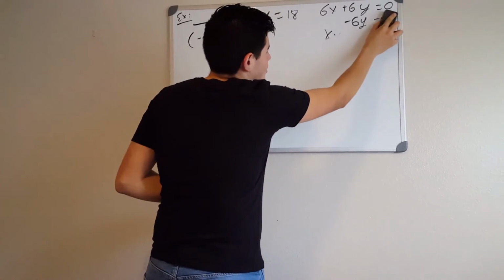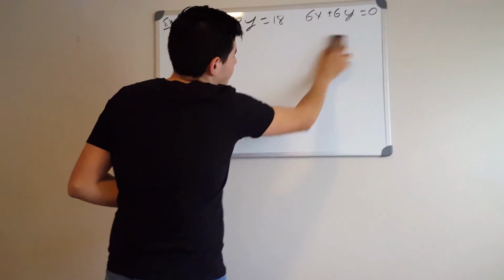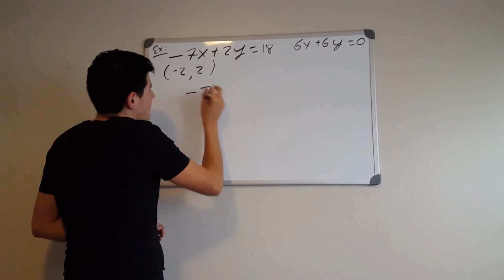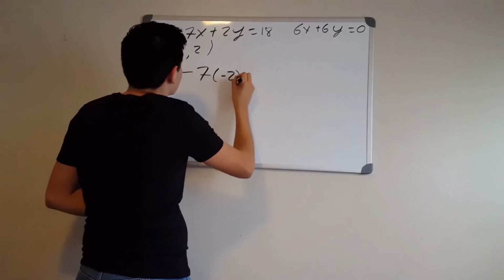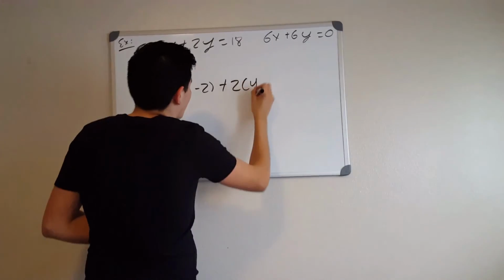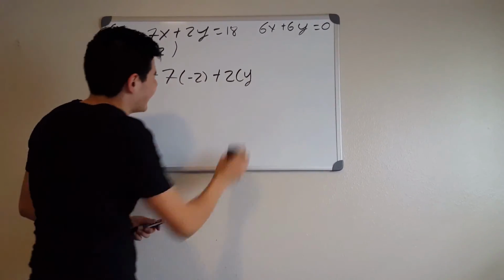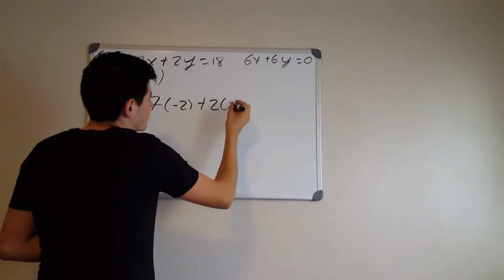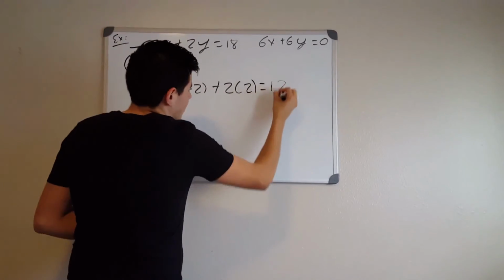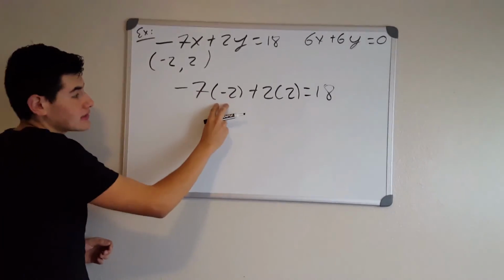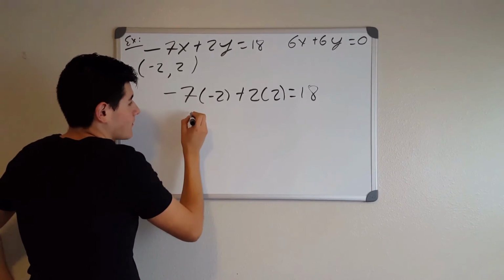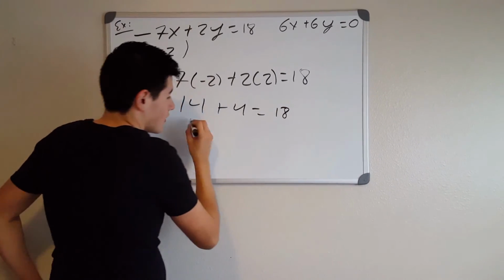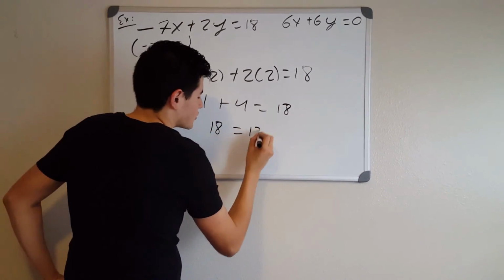So again, I'm going to be using the original two functions. So what we're going to do here is negative 7, plug in the x, negative 2, plus 2 for y, we plug in our y value, which is 2, which is equal to 18. Negative 7 times negative 2 is, again, a positive 14, plus 4 is equal to 18. 14 plus 4 is 18, which is equal to 18.